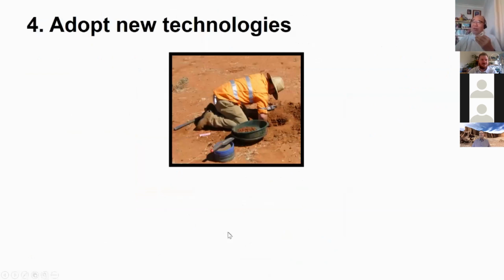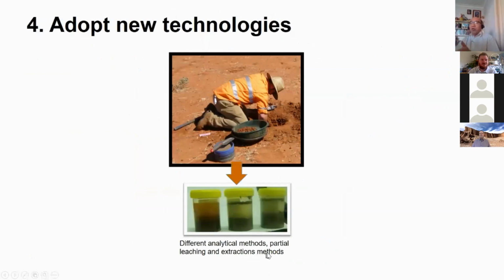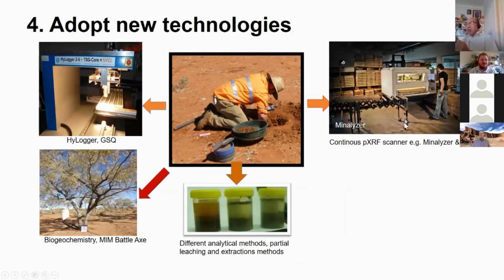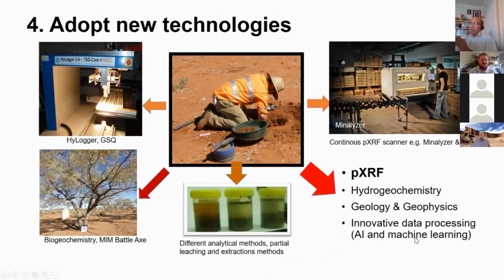And I think I'll just move on really quickly. It's important for explorers to adopt new technologies. I think I mentioned the importance of partial extraction, biogeochemistry, the HyLogger, which uses light to determine mineralogy and alteration, and the Mineralizer, which does continuous portable XRF scans to determine the chemistry of the rock itself. And the other things are portable XRF equipment, hydrochemistry, and innovative ways of processing.